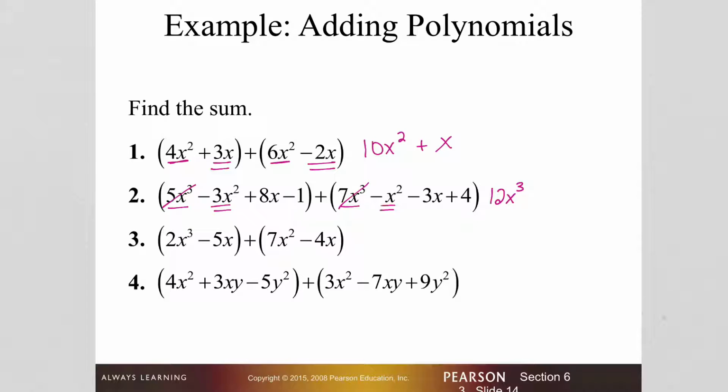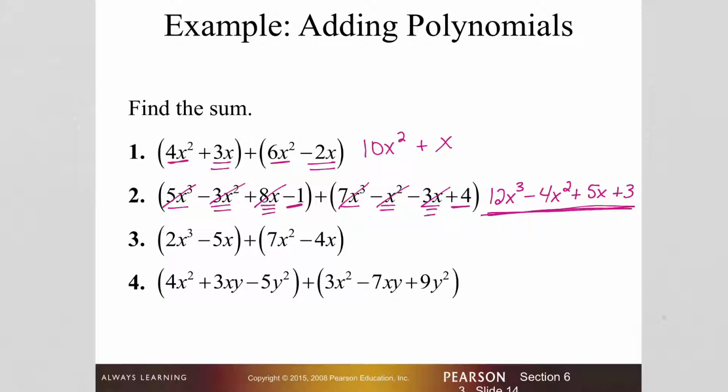Next, my like terms are these guys. So I've got negative 3x squared plus negative x squared, which gives me a negative 4x squared. Used them up. Now I've got a positive 8x and a negative 3x, so I've got plus 5x. Then I have negative 1 and a positive 4. Whenever I combine those, I get plus 3. Now none of these over here are like terms, so that is as simplified as this thing gets.